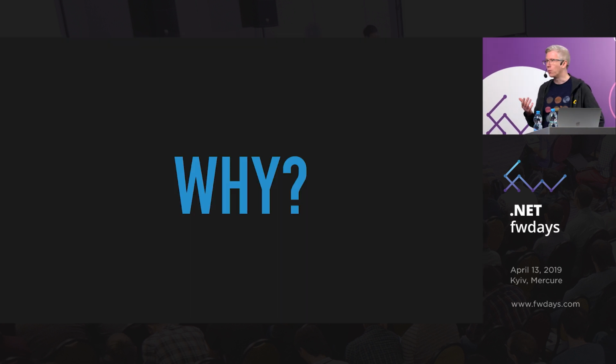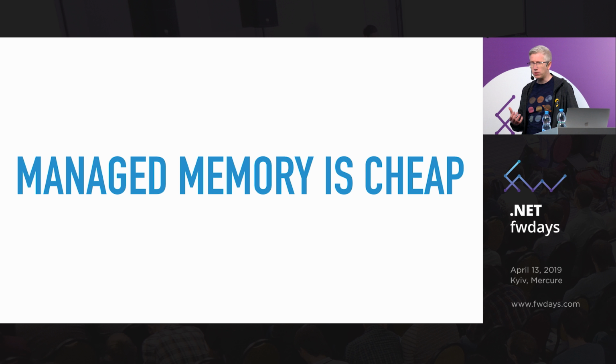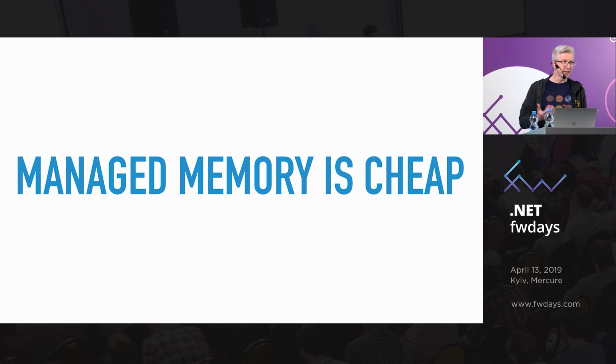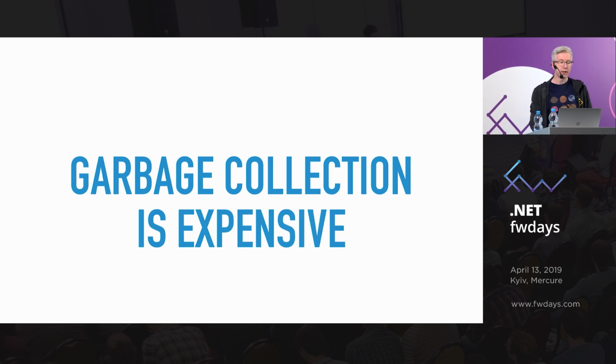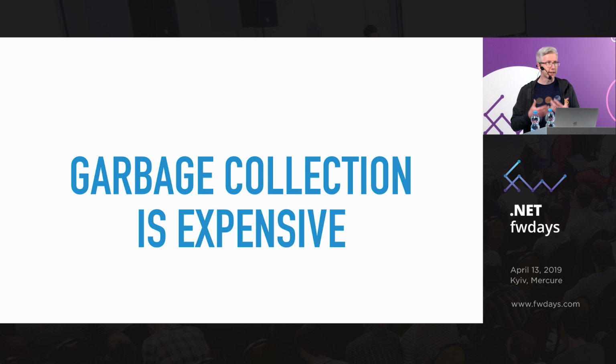So, why am I talking about allocation-free code in C#? We're used to a managed memory system. C# handles all of our memory for us. And the idea is roughly that managed memory is cheap. This isn't strictly true. Allocation is cheap. Garbage collection is expensive. With garbage collection, we have to stop things, scan for objects that are being used, clean them up, reallocate the memory, and carry on again. So it's expensive.